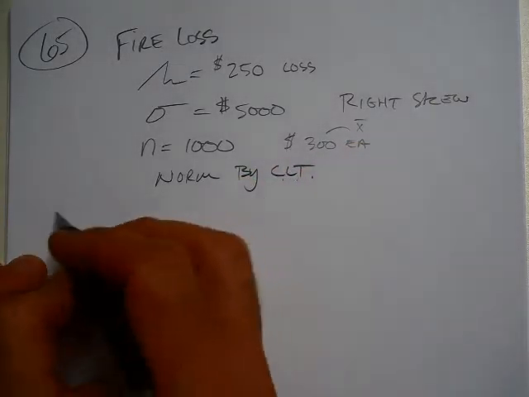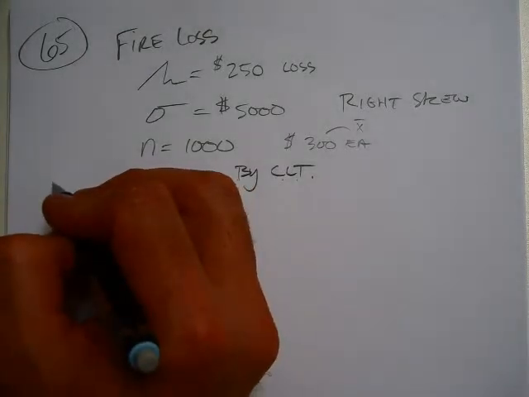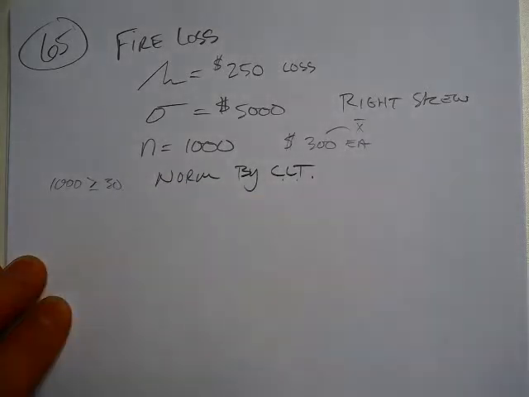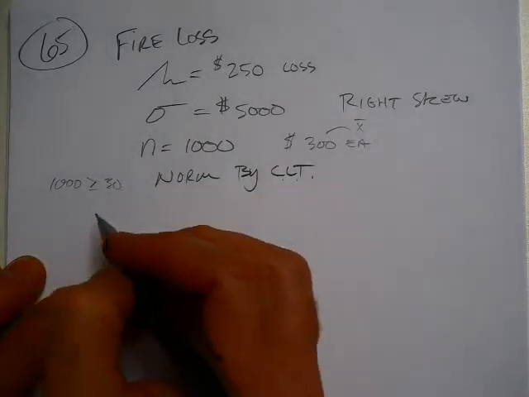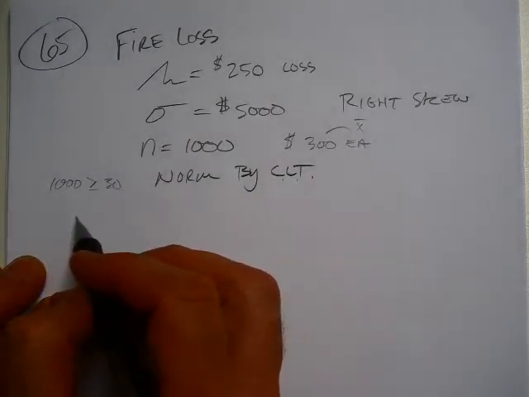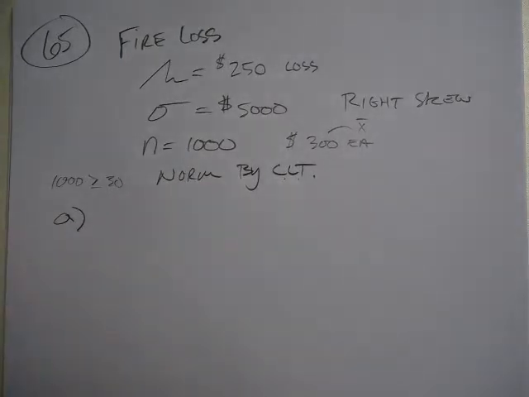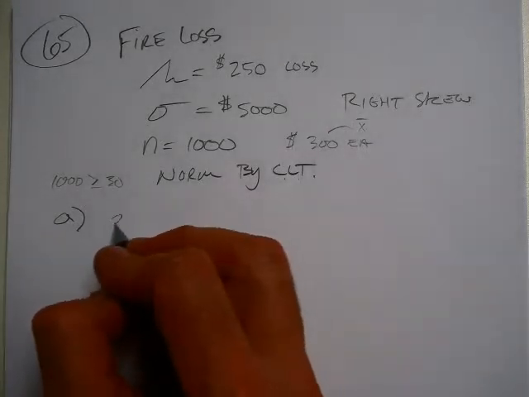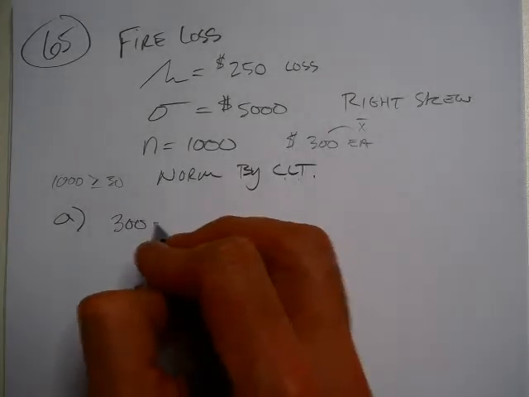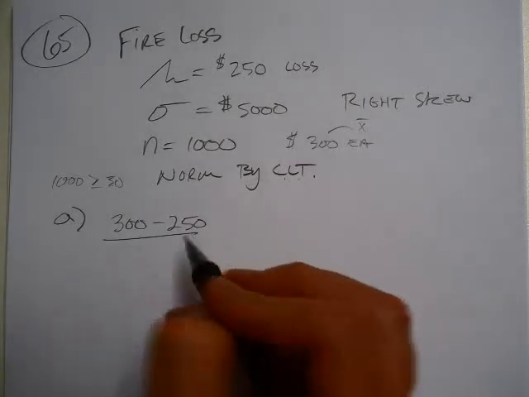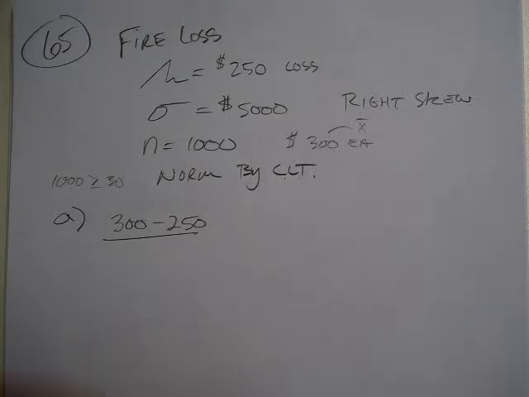You understand that it's bigger. You could do something like 1,000 is greater than or equal to 30. So they want us to see what's the probability that 300 occurs, basically.